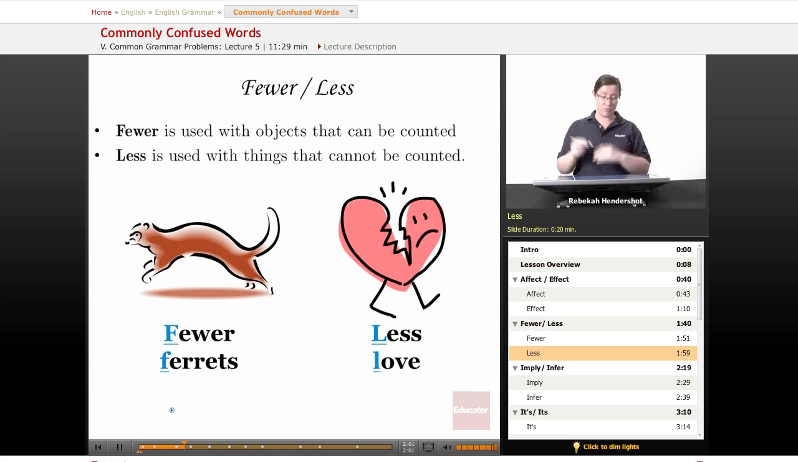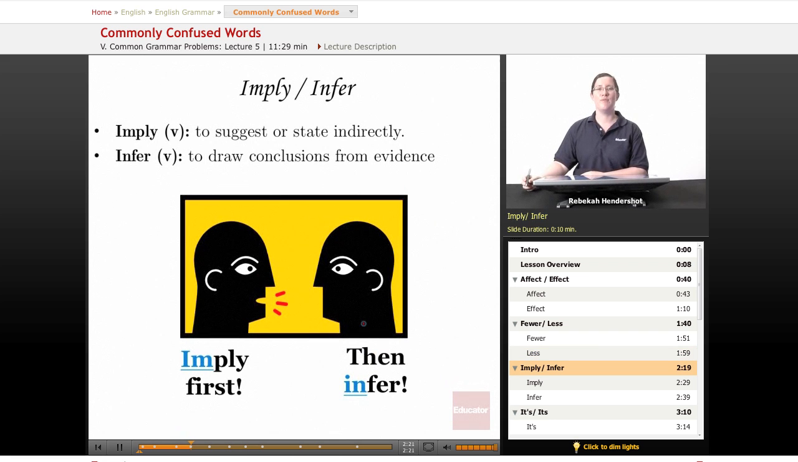But for now, just remember, fewer ferrets. You can count ferrets, 1 ferret, 2 ferrets, 3 ferrets. And less love. You can't count love. You can't say 1 love, 2 loves, 3 loves. So, just remember, use fewer for things you can count, like ferrets, and less for things you can't count, like love.